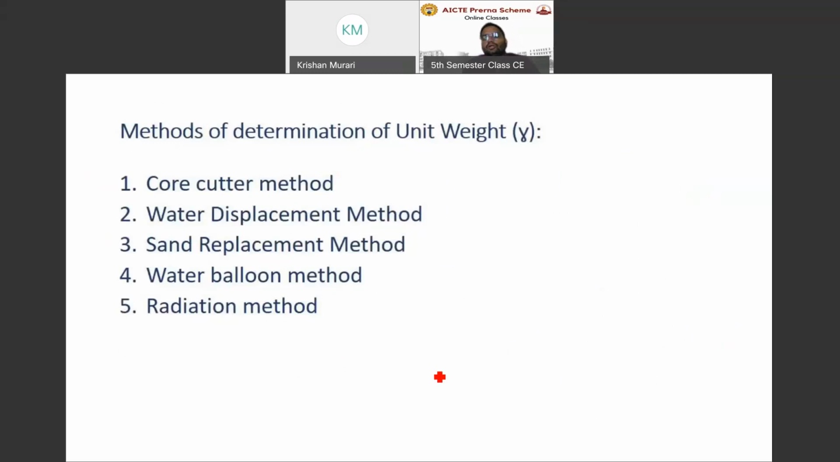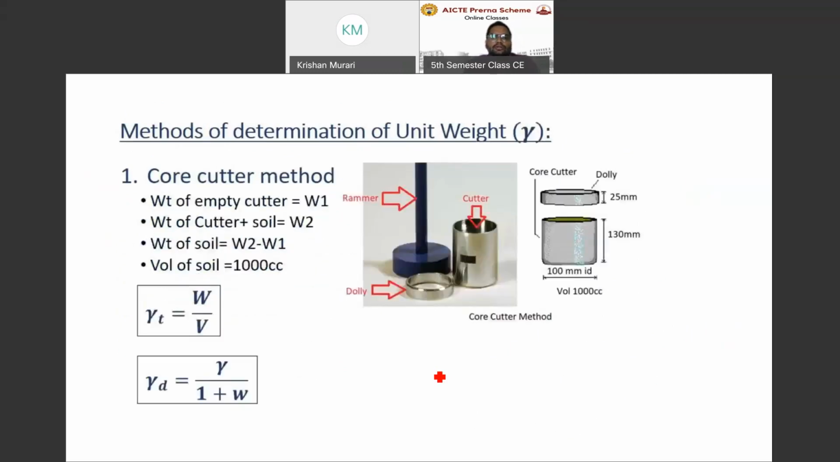Firstly, we discuss the core cutter method. The core cutter method is used when the soil is clay soil. What is clay soil? Clay soil has a particular cohesion property between its individual particles. If two particles are bound to each other, that is called clay. Because cohesion is there between the particles, here we use the core cutter method.